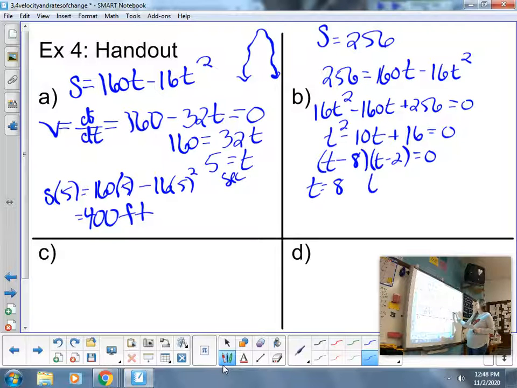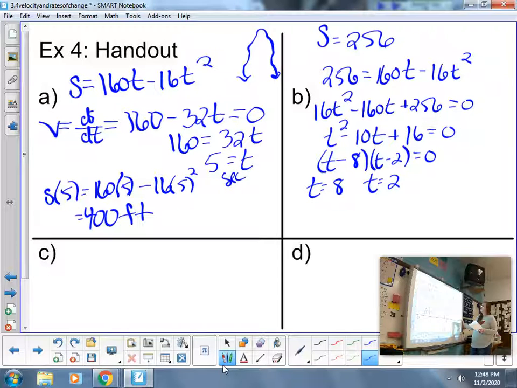So we get 8 and 2 seconds. My height is going to be 256 at 2 seconds on the way up and 8 seconds on the way down, because again, it reaches its max at 5. So it makes sense that these are the same distance away from the center.